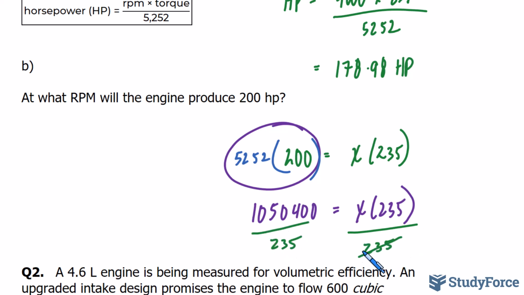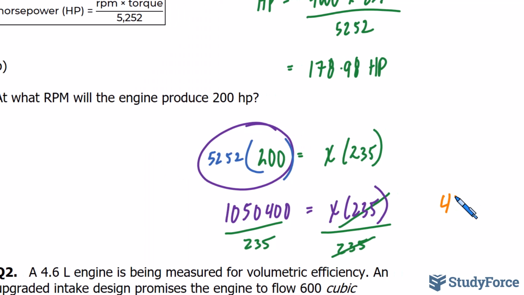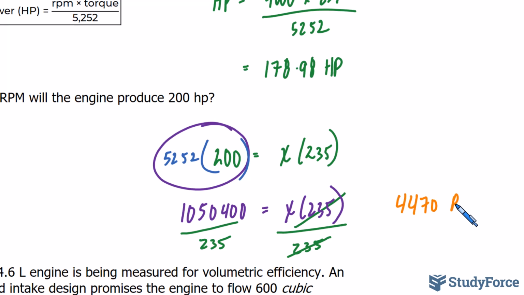Notice how this cancels out the 235 on the right side. So on our calculator, we take the value on our screen, divide by 235, and we end up getting the engine speed required to produce 200 horsepower. And that's 4,469.7. And we will round this to the nearest whole value just for simplicity's sake. And if we do, we end up getting 4,470 RPM. That's the answer for question B.